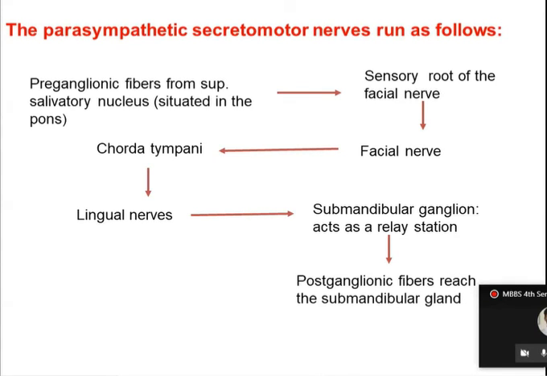If you have any queries, you can ask and try to draw this for the parasympathetic secretomotor supply to the submandibular and sublingual salivary gland.